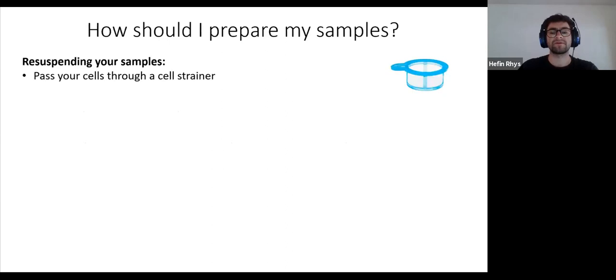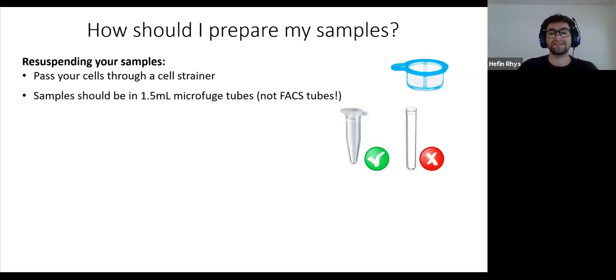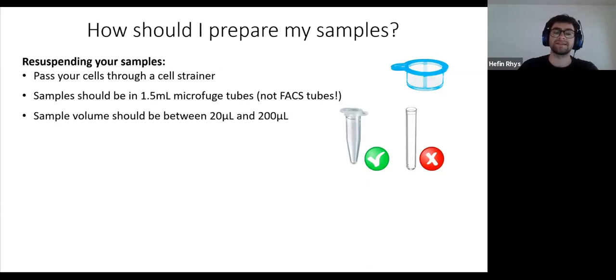And in terms of sample prep, it's important to pass your cells through a strainer to help remove clumps, although it is quite difficult to block the ImageStream. It has quite a wide flow cell, but it does make your life easier that you don't need to gate out quite so many clumps. It doesn't accept samples in FACS tubes, so your samples must be in microfuge or Eppendorf tubes. And the sample volume is much smaller than people would typically use on most other cytometry platforms. So the minimum is 20 microliters and the maximum is 200 microliters.